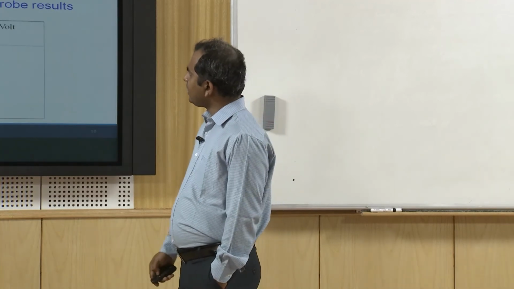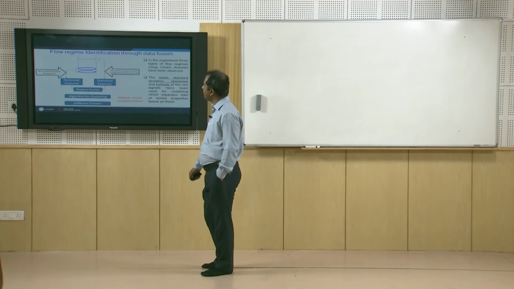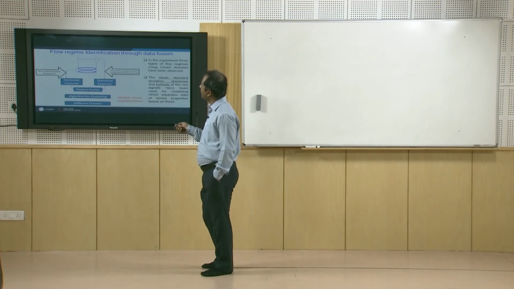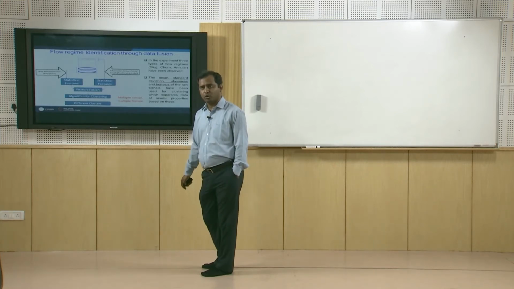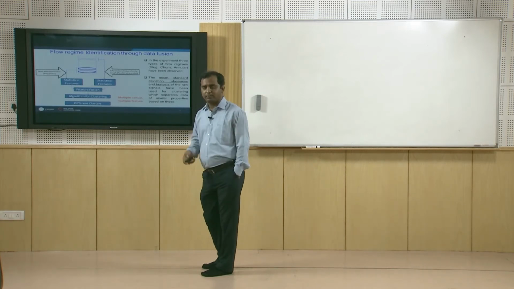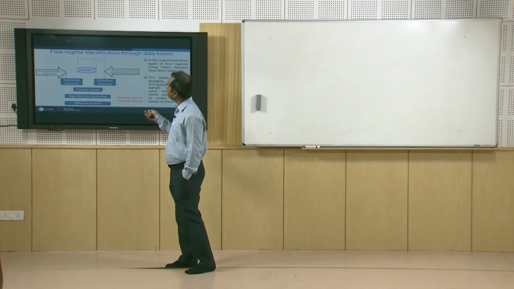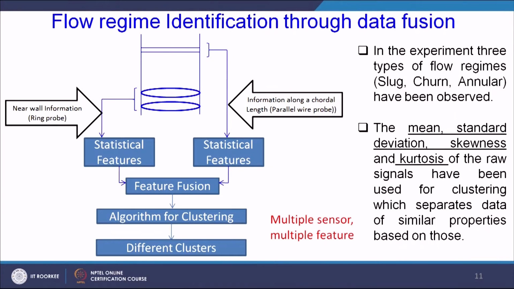Now, let us see, depending on all these signals, how I can identify the flow regime. For data fusion we have shown a few more probes, as I mentioned in the previous slides. Apart from the wall mounted probe and central probe, we have also given two diametrical probes, which I showed you in the previous lecture, and some ring kind of wall probe like this.